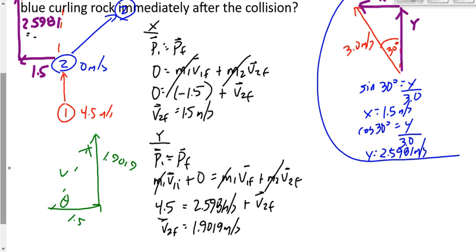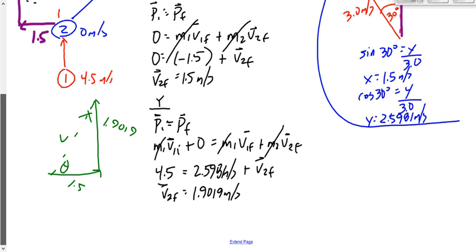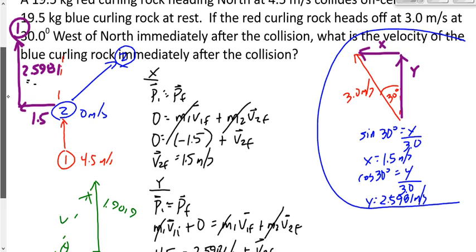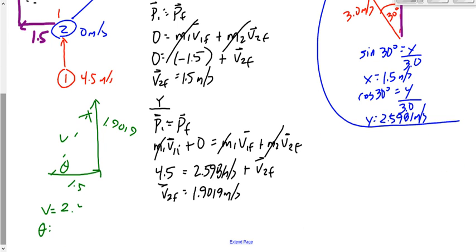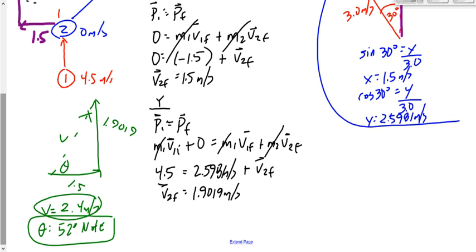We solve for V using the Pythagorean theorem, and we solve for theta using the inverse tan function. I get V of 2 point, how many digits are we supposed to have, I think 2, isn't it? Yeah. 2.4 meters per second. Theta is the inverse tan of 1.9 over 1.5. And we get 51 degrees, 52 degrees. And that would be north of east. It's at 38 degrees east of north. Good.